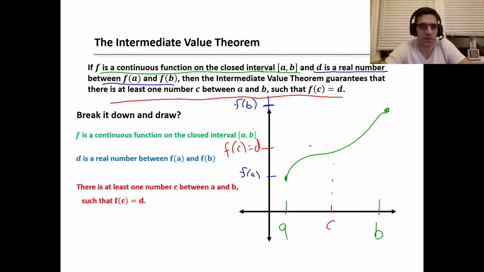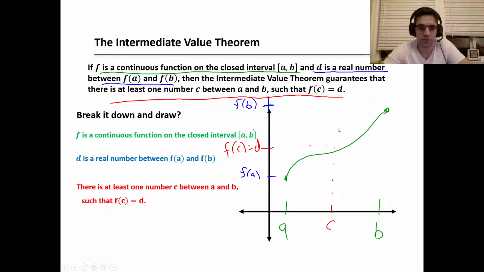So, intermediate value theorem. If f is a continuous function on a closed interval a to b, and d is a real number between f of a and f of b, then the intermediate value theorem guarantees that there's at least one number c between a and b such that f of c equals d. So that's the theorem. Let's break it down.